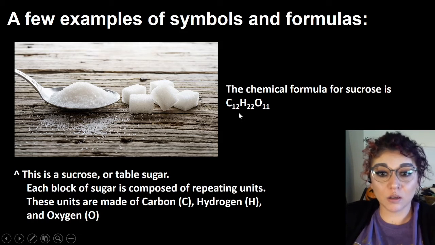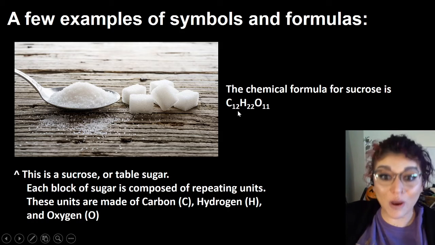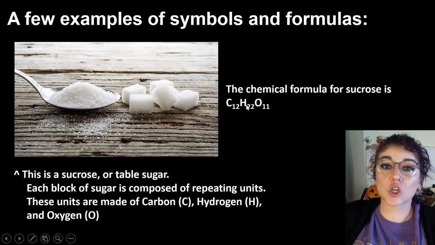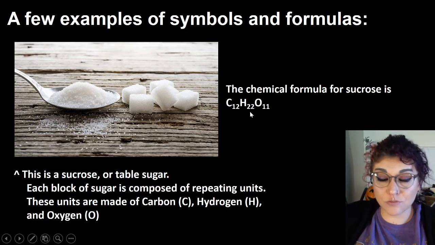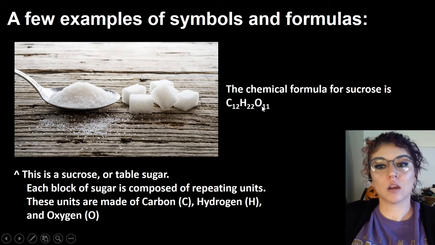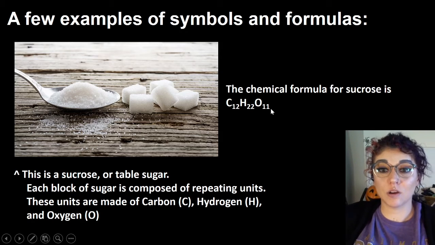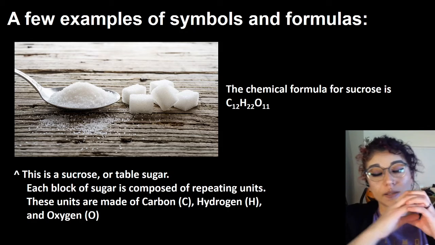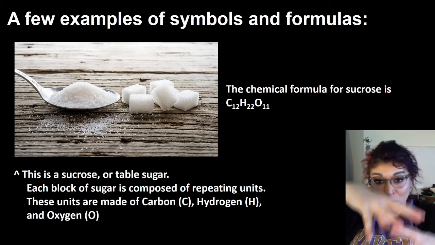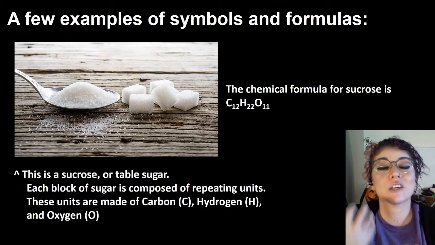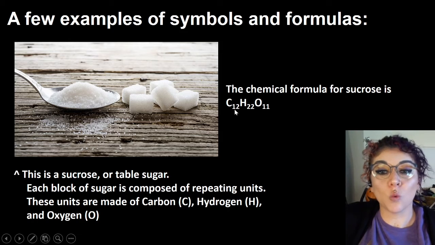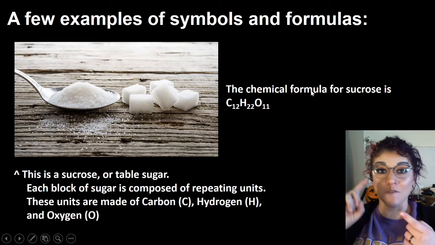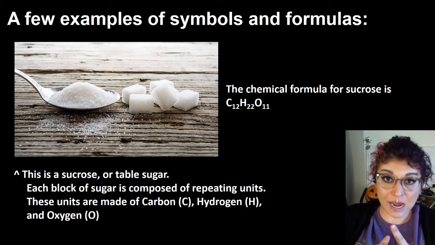C for carbon, 12 for 12 of them. H for hydrogen, 22 for 22 hydrogens. O for oxygen, 11 for 11 oxygens. Each little repeating unit that creates the sugar we see is composed of one of these repeating blocks, which is made of that many carbons, that many hydrogens, and that many oxygens.